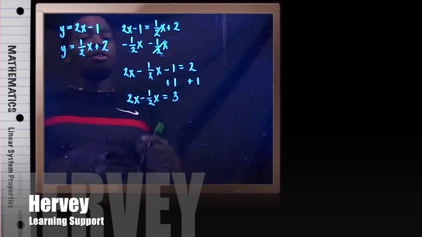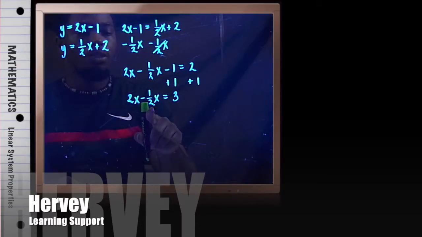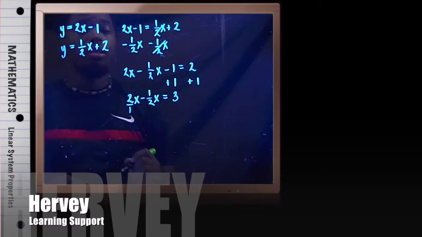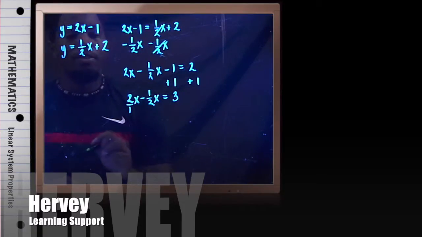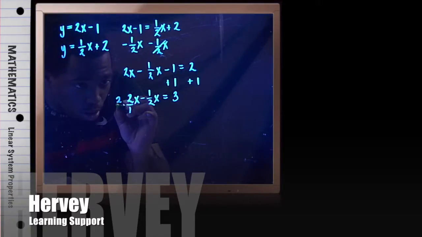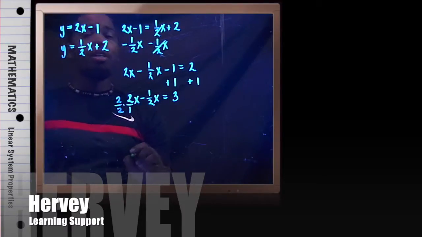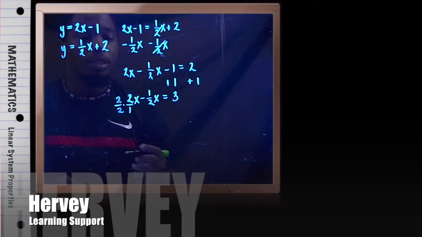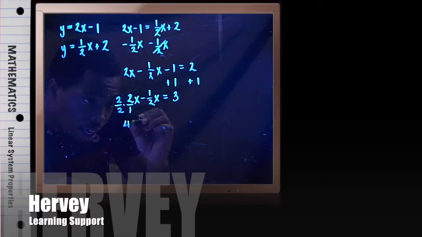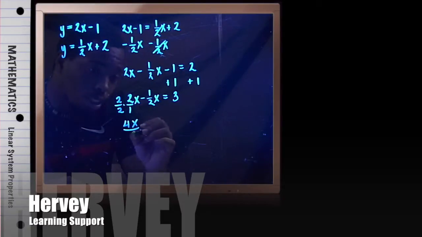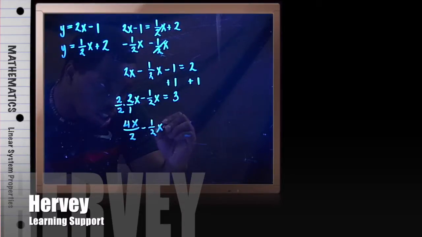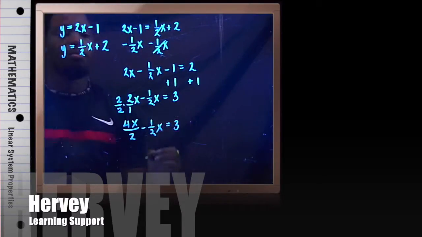Now to add these two together, you see I have a whole number over here and I have a fraction over here. So what I'm going to do is write 2 as 2 over 1 and ask myself, what can I multiply top and bottom by so I can have the same denominator as this over here? Well, if I multiply top and bottom by 2, and I can do that because 2 over 2 is equal to 1, and multiplying by 1 does not change the value of a number. So 2 times 2 would be 4, and then 2 times 1 is just 2. Then I have this negative 1/2 x is equal to 3.